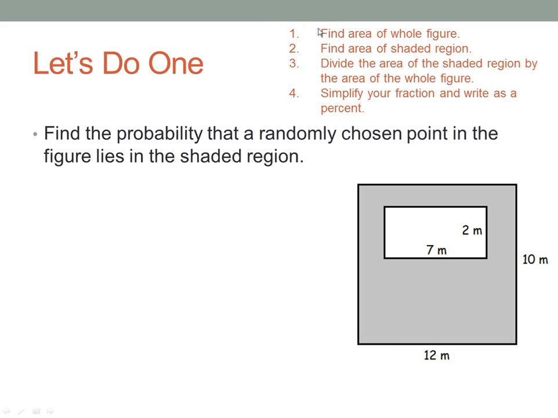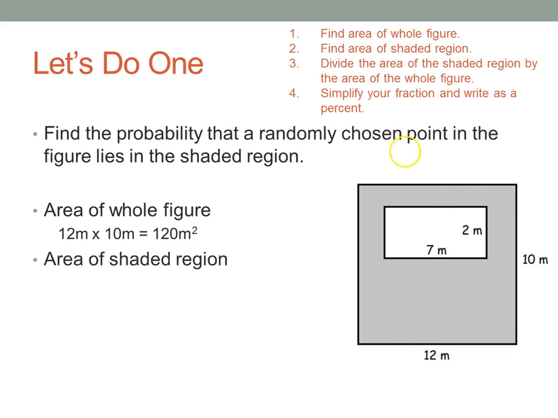So let's find the probability that a randomly chosen point on the figure lies in the shaded region. Another way of saying that is, if I threw a dart at this shape, at the big shape with the rectangle in the middle, what are the odds that it's going to hit something shaded? That's what we're going to find out. So our first step, let's find the area of the whole figure. It's a rectangle. So rectangle, length times width, I'm going to multiply 12 meters by 10 meters, and I get 120 meters squared.